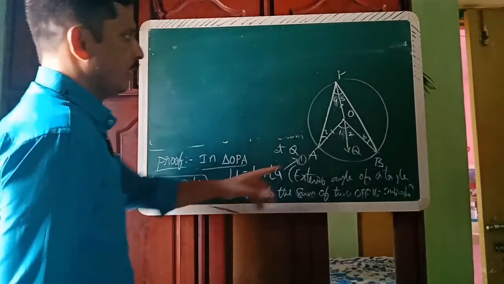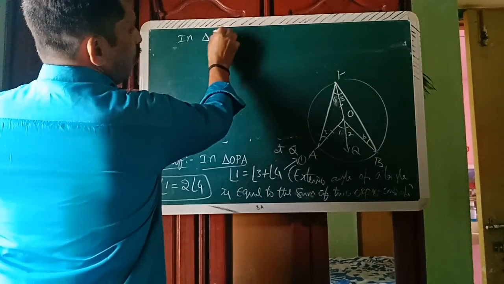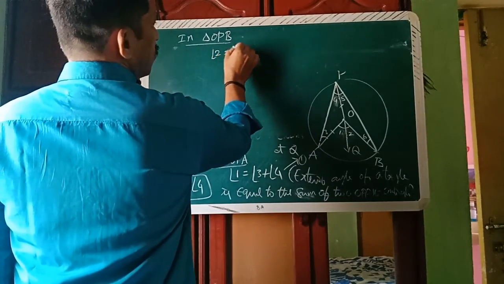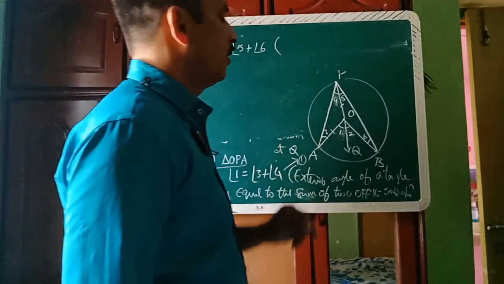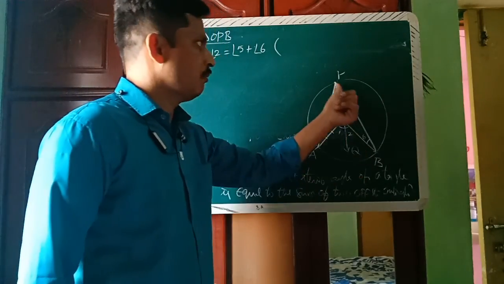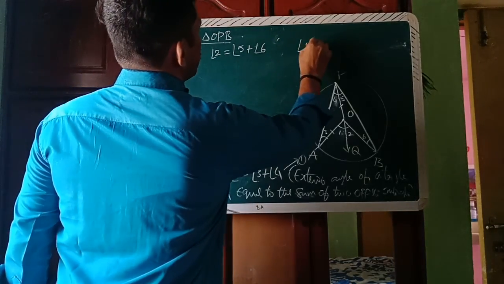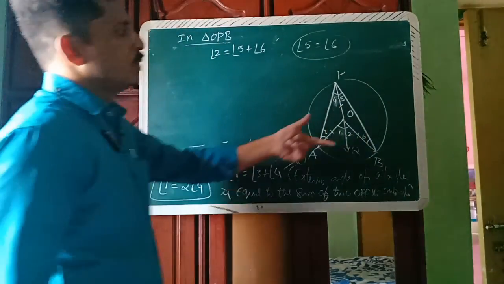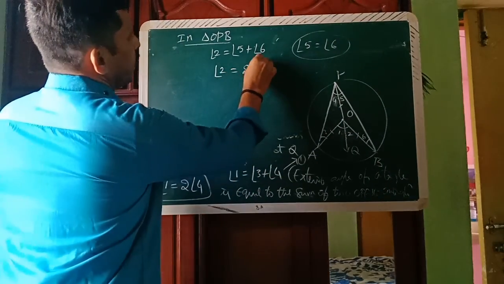Like that, take one more triangle. In triangle OPB, angle 2 is equal to angle 5 plus angle 6, the same property: the exterior angle is equal to the sum of two opposite interior angles. And angle 5 is equal to angle 6, because here also these two are radii, so it is an isosceles triangle with equal base angles. So angle 2 is equal to 2 times angle 5.